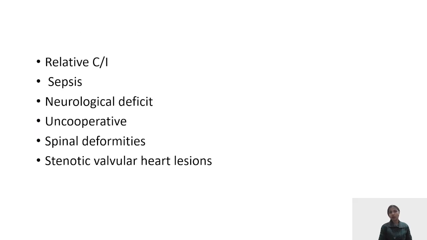Then you have relative contraindications: systemic sepsis, some pre-existing neurological deficit, a patient who is not cooperative. We have spinal deformities like kyphosis or scoliosis, but these days ultrasound can be used to give spinal anesthesia. And you have mild to moderate stenotic valvular heart lesions. It is a relative contraindication, and you can give spinal anesthesia or graded epidural anesthesia cautiously in these patients.